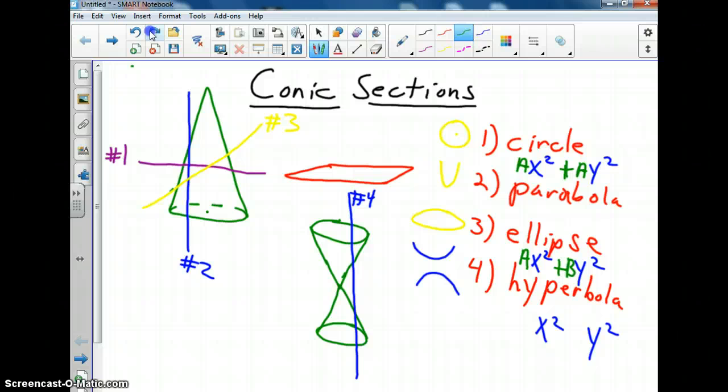Making sense? So for a hyperbola, what you're going to have is not a plus, but a minus. That's what makes it a hyperbola. It's the minus. Now, do the numbers have to be the same with the minus? Do the numbers have to be different with the minus? No, they can be either. They can be the same, or they can be different. So here they're the same, and here they're different.